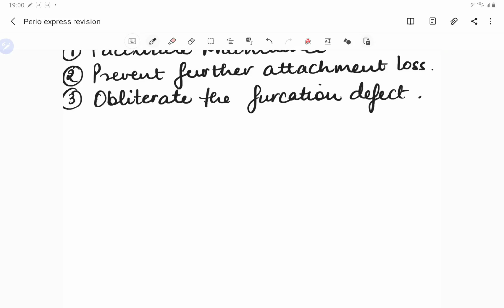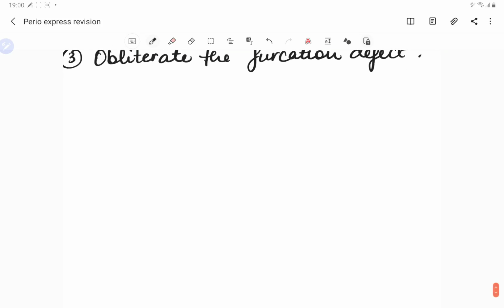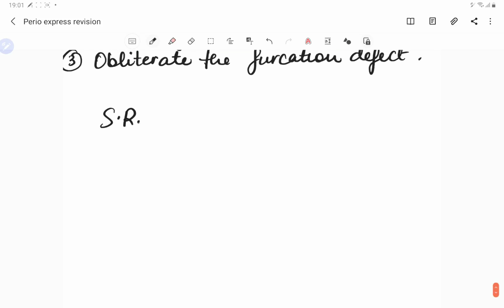So guys, the very first thing when a periodontal patient comes to you is scaling and root planing. First of all, you have to decide whether it is a surgical or a non-surgical patient, whether it is grade 2, grade 3 or grade 4 furcation, whatever furcation it is. First of all, you have to do the non-surgical approach, which is scaling and root planing. So you do the scaling and root planing for that particular patient.